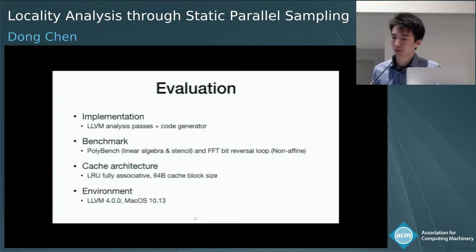Our implementation is based on LLVM. We have several LLVM analysis passes to extract the static information and build a tree representation, and a code generator to generate the static sampling code.